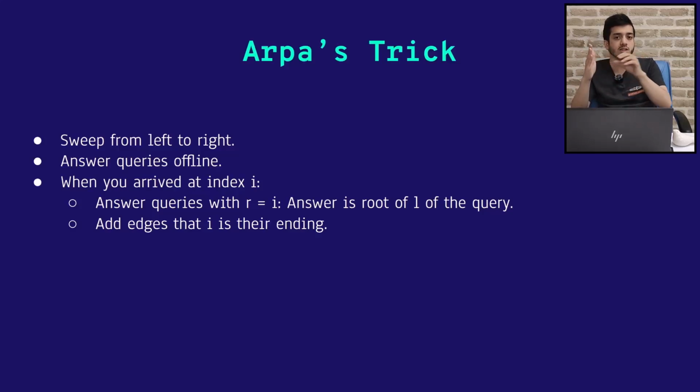So we just need to find the root of L for each of these queries, as you saw in the previous slides. So we calculate the root and we print it. And finally, we should add new edges that are ending at R itself. There might be some edges ending at R that we didn't add, because we only added edges that were strictly before R. So we add them and we go to I plus 1 and so on.